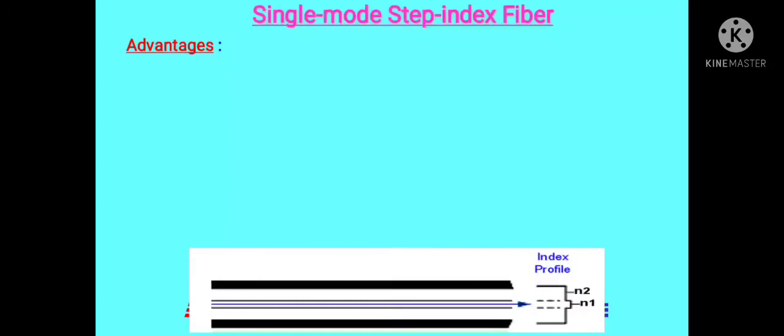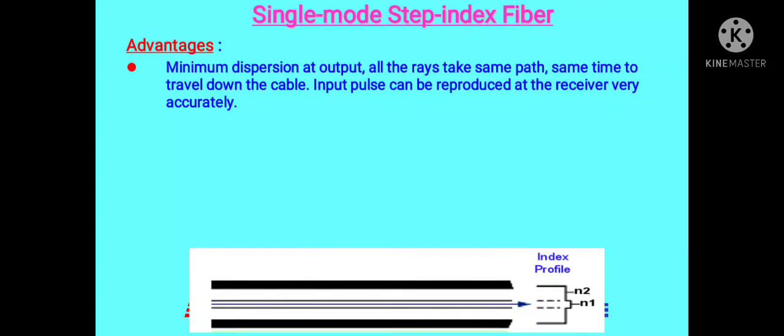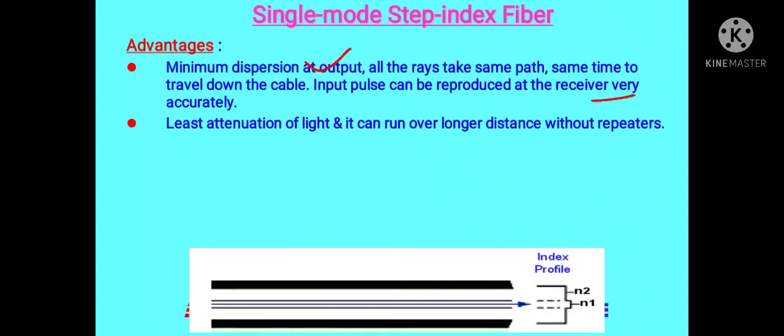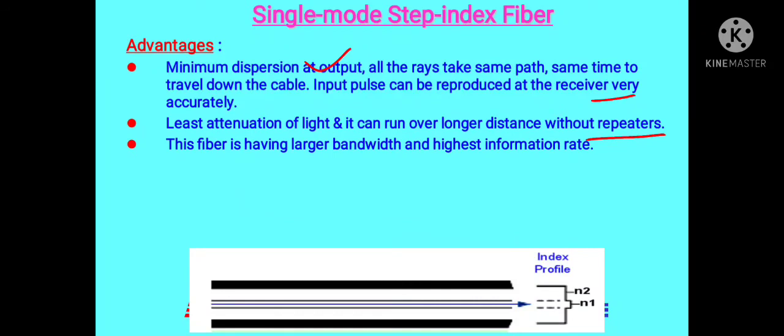Now let's discuss the advantages of single mode step index fiber. In case of single mode step index fiber, there is minimum dispersion at output. All the rays take the same path, same time to travel down the cable, and input pulse can be reproduced at the receiver very accurately. Secondly, we can say that there is least attenuation of light and it can run over longer distances without repeaters. Next, this optical fiber has larger bandwidth and highest information rate.